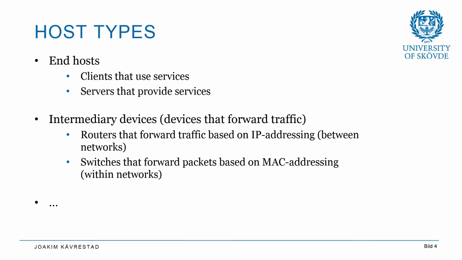And on those networks, we have different types of hosts. And broadly classified, we have end hosts and intermediary devices, where end hosts is everything that's on the end of the network. And if you want to classify it further, you can say that it's clients that use services and servers that provide services. Intermediary devices can be described as devices that forward traffic. And this means, for instance, routers that forward traffic based on IP addressing or traffic between networks, and switches that forward packages based on MAC addressing or within networks. And we'll go through this deeper, of course.